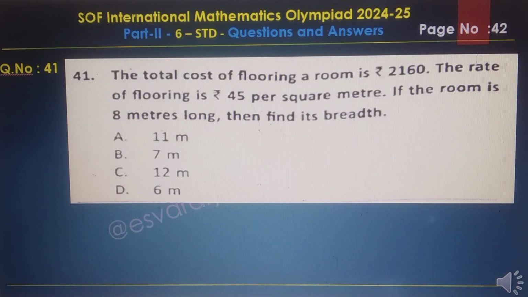And question number 41. The total cost of flooring a room is rupees 2160. The rate of flooring is rupees 45 per square meter. If the room is 8 meters long, then find its breadth. Options A, B, C, D are given here.